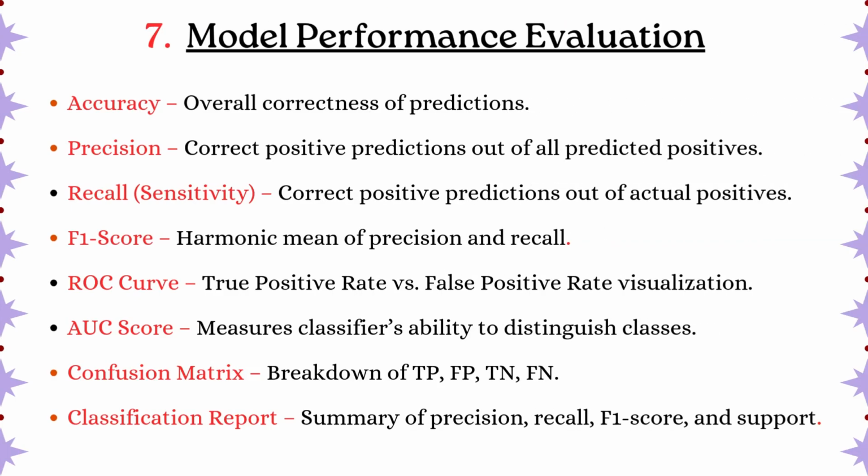7. Model performance evaluation. Accuracy, measures how many predictions are correct. Precision and recall, important for imbalanced datasets. F1 score, harmonic mean of precision and recall. ROC curve and AUC score, evaluates model performance across different classification thresholds.